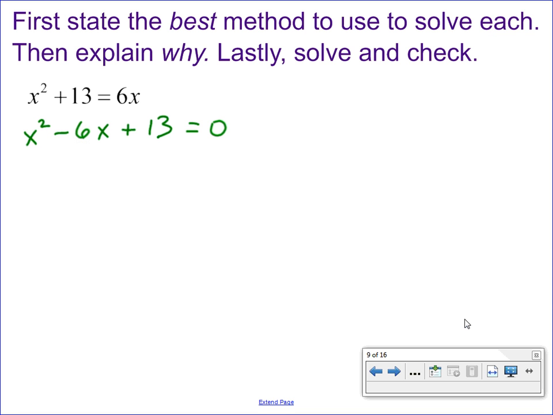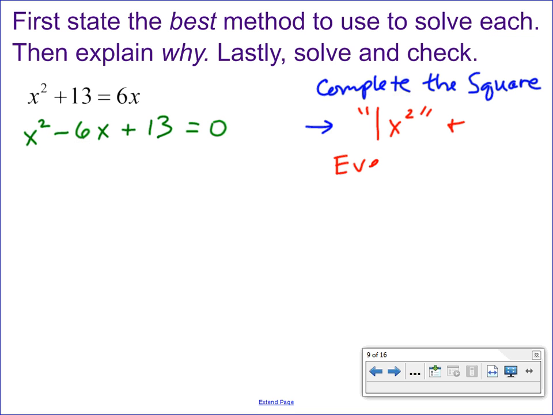Because this is a 1x squared, and an even middle term, that negative 6 is even, I'm going to go ahead and do completing the square just to remind us about that method, okay? Though we could certainly use quadratic formula. So let's go ahead and do complete the square to practice. We haven't done that for a while. That's appropriate because we've got a 1x squared term and an even x term, right? That's 6x. So that means it's not going to be bad.